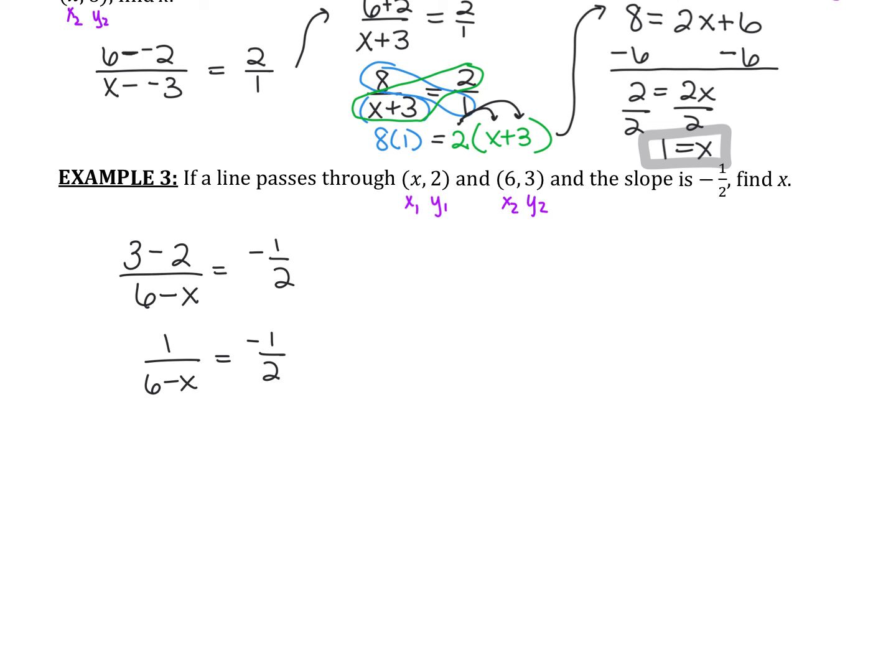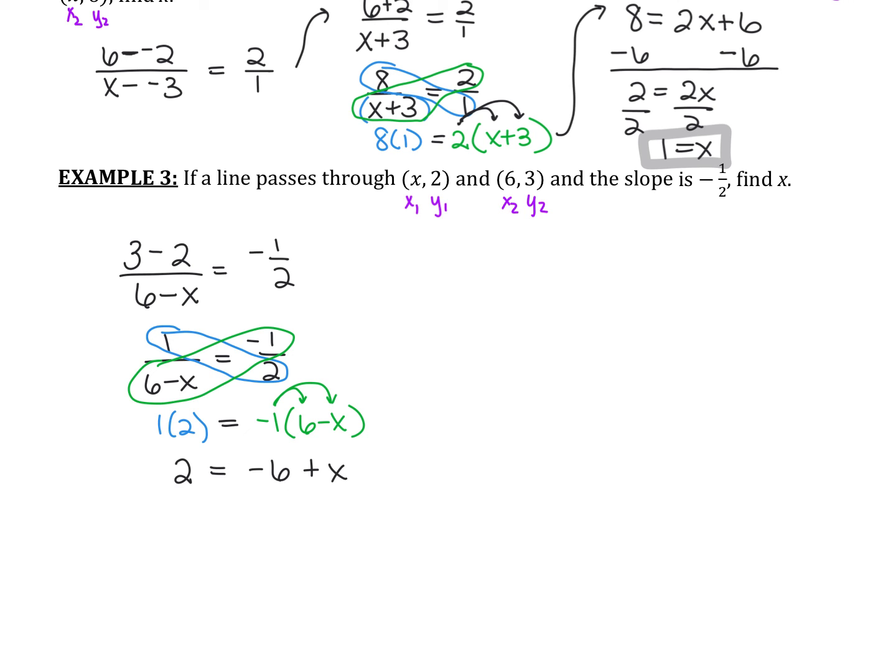Now I'm going to cross multiply. I'm going to multiply the 1 by the 2, 1 times 2, and that's going to be equal to negative 1 times 6 minus x. Remember to put it in parentheses so we remember to distribute. So negative 1 times 6 and negative 1 times negative x. So we get 2 equals negative 6 plus x, and I'm going to add 6. And we get x equals 8. So the value of x is 8.